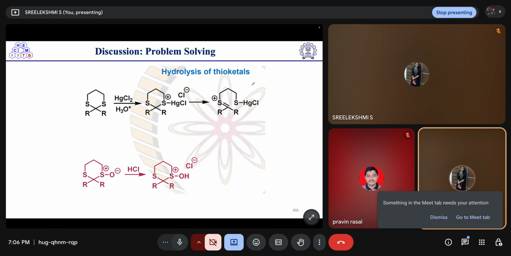So now the next topic is the hydrolysis of thioketal. This is an example of a thioketal, and if we use mercury chloride and acidic condition, firstly this sulfur will coordinate with this mercury, so it will give this particular intermediate. Then this bond is breaking, so this will be shifted over here, and we will be getting this particular intermediate.